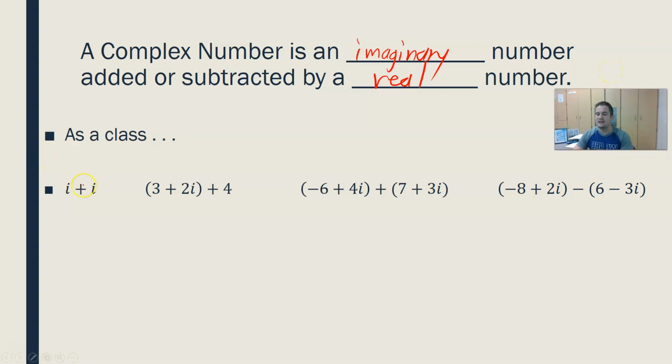So i plus i. 1i plus 1i. How many i's is that going to be? Well, that's going to be 2 i's. So i plus i is 2i.